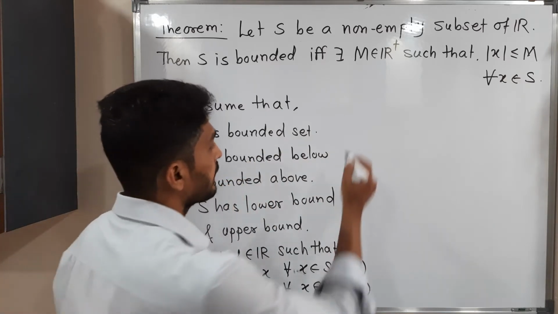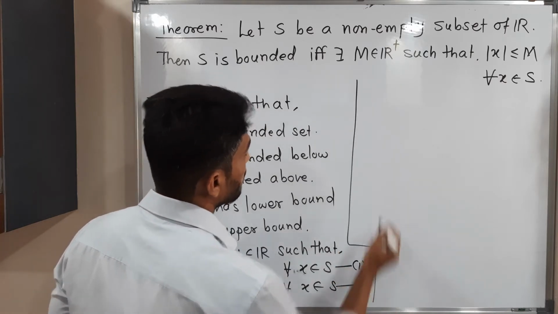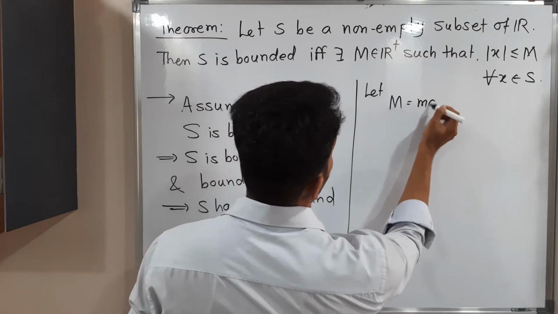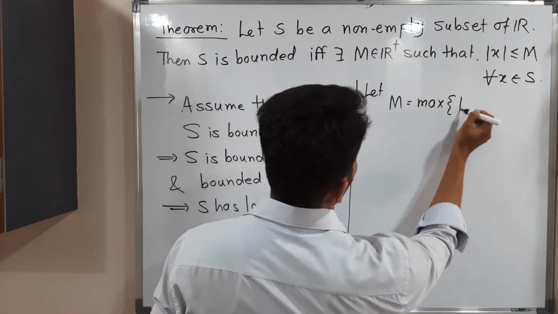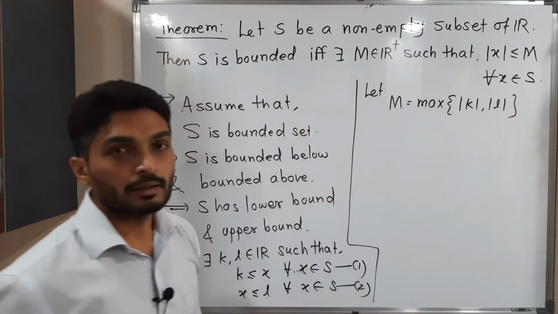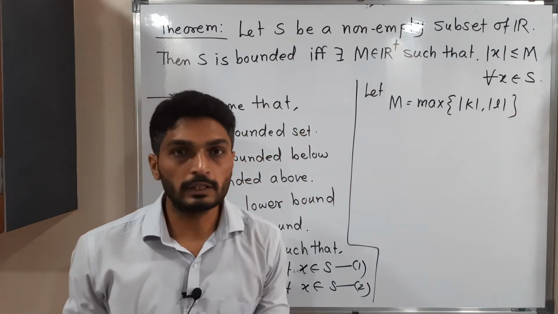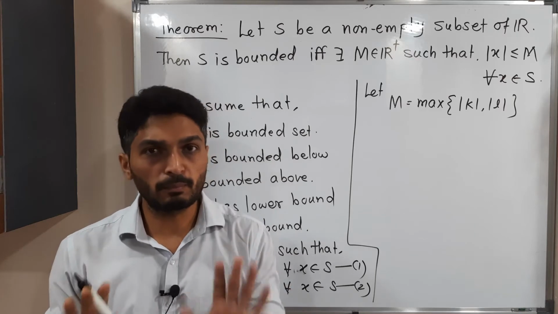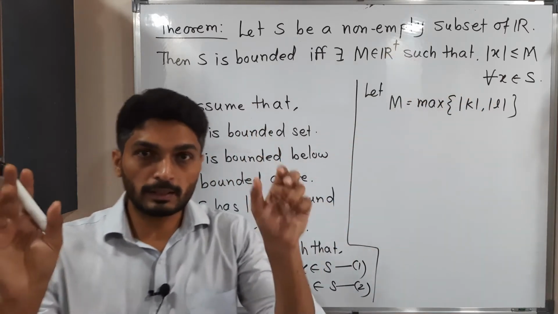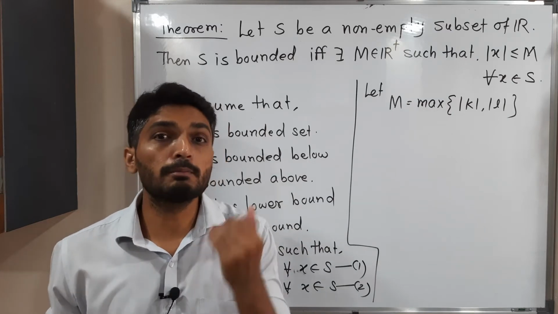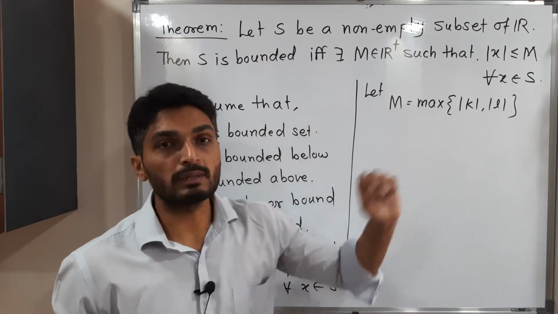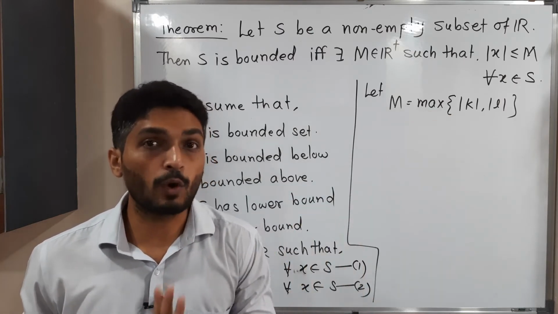See, I'm defining m in this way. Let m be equal to the maximum of mod K and mod L. K or L may be positive or negative, we don't know anything. I'm taking mod as a precaution since we want m to be a positive real number. So I have taken mod of K and L, and whatever the maximum value is, that will be our m. So m is the maximum of both of them, so obviously both of them are less than or equal to m.